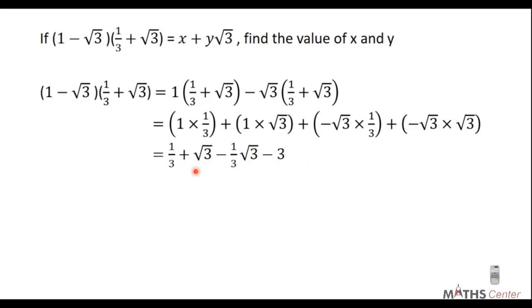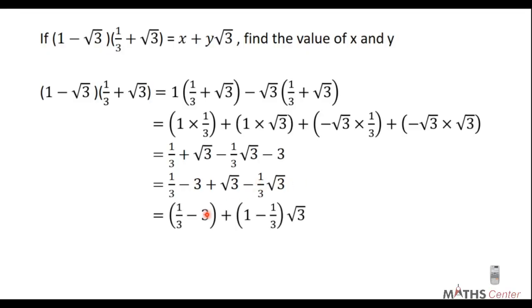So you can see from here that we have numbers, then we have the surds. So you group the numbers, then you group the surds to one side. So let's begin with the numbers. We have 1 over 3, we have minus 3 here, so 1 over 3 minus 3. Then we group the surds to one side. So we have plus square root of 3 minus 1 over 3 square root of 3. So 1 over 3 minus 3 in one bracket for the surds.